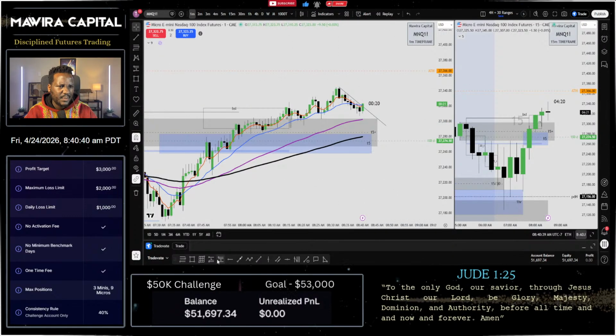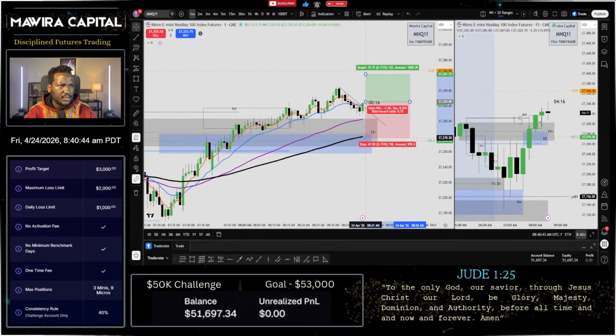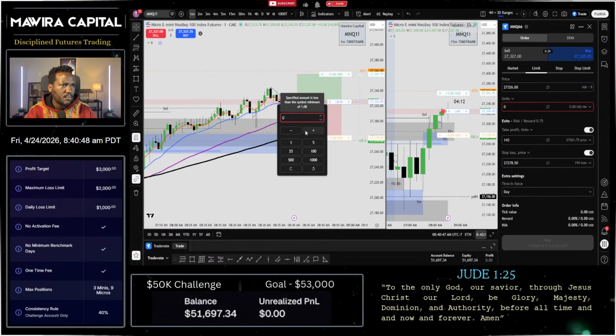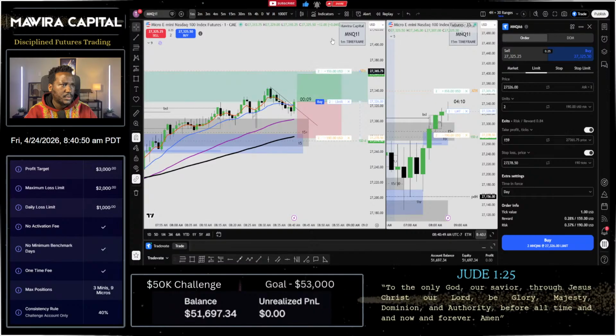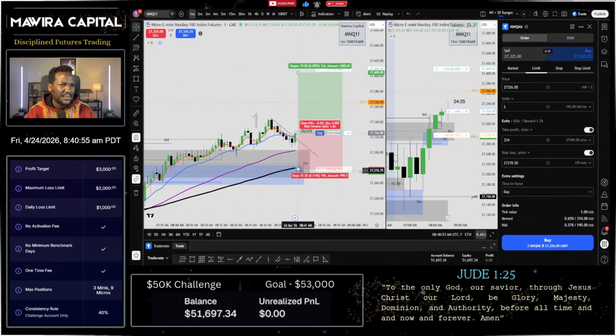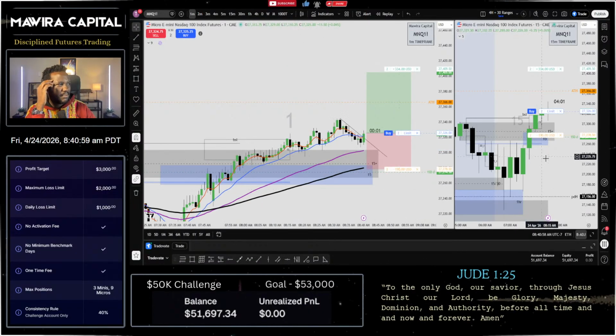I don't know if that's a trade worth to take. And if it is, I'm late. Create a limit order. 2 points. I would still require a touch of this zone, honestly. So I'm gonna just let it go because I said I needed it to be perfect.